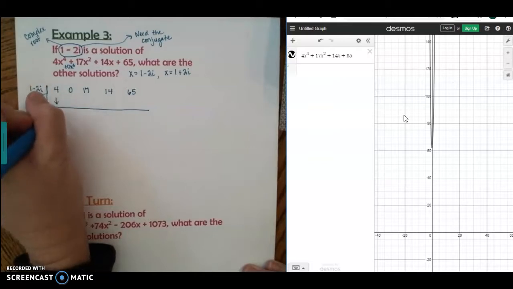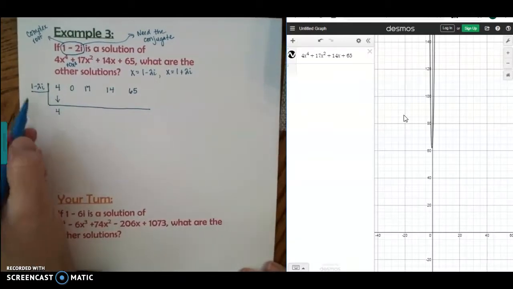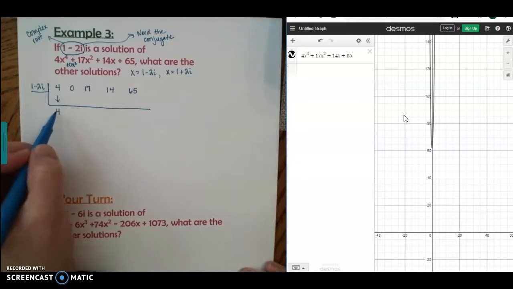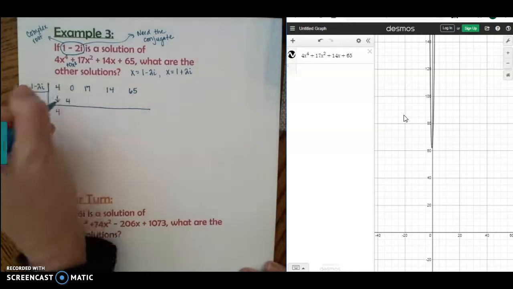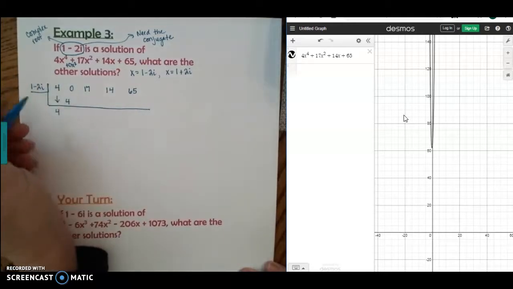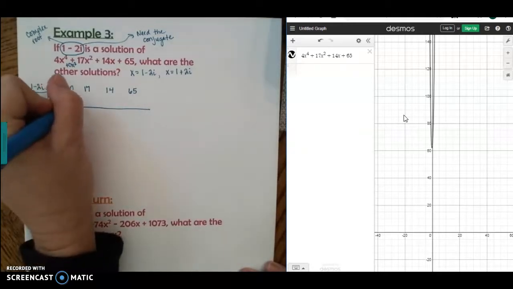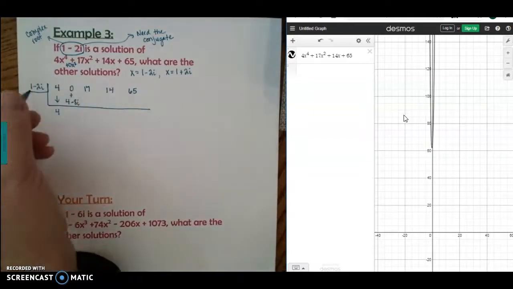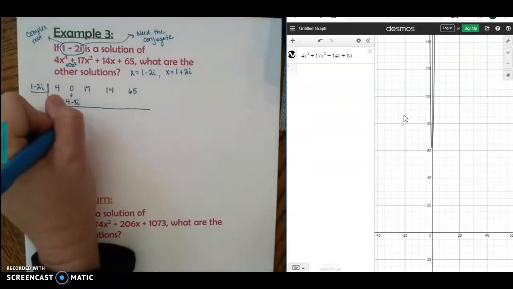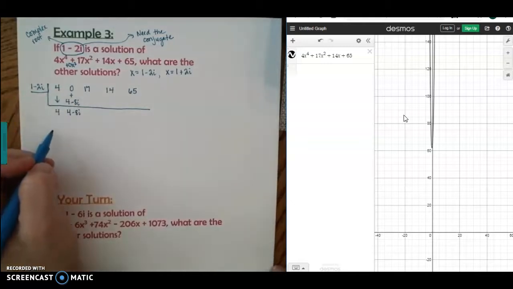So drop the first term down, and what's a little bit different here is that you're going to be distributing. So we've got to multiply this 4 times 1 minus 2i. So 4 times 1 would give us 4, and then 4 times negative 2i is going to be minus 8i. And then you're going to add down. So that's going to give us 4 minus 8i when we add down.